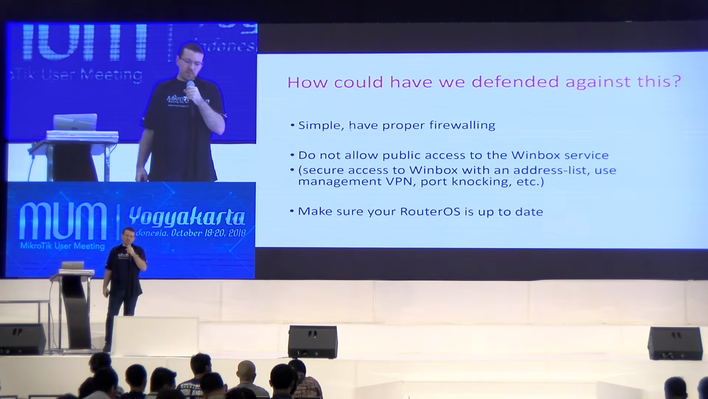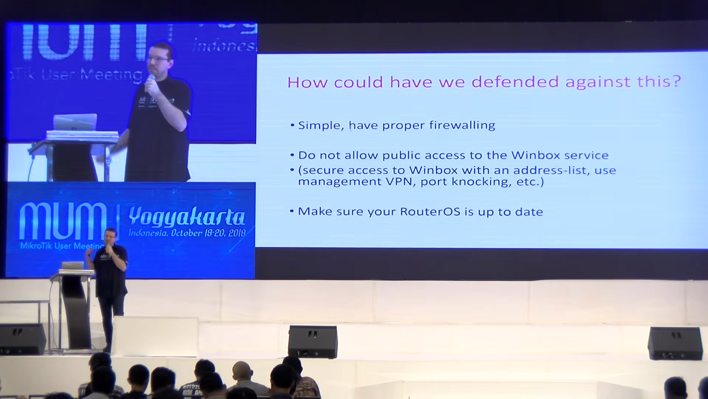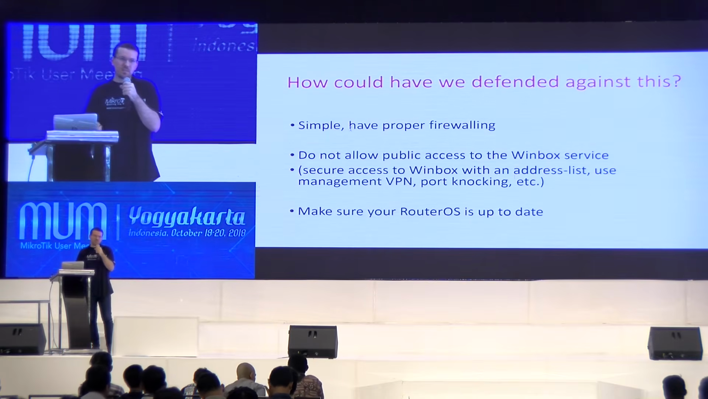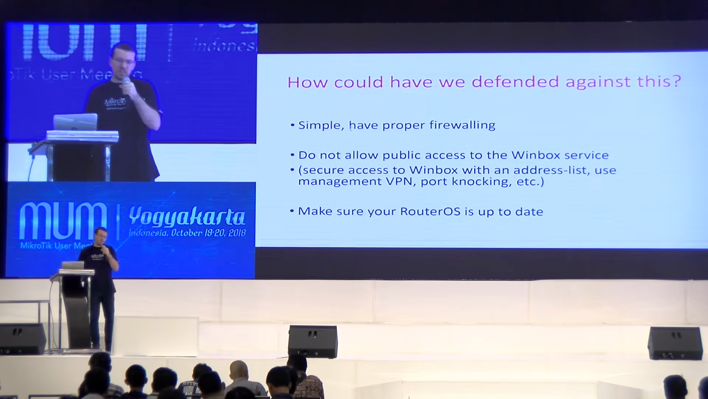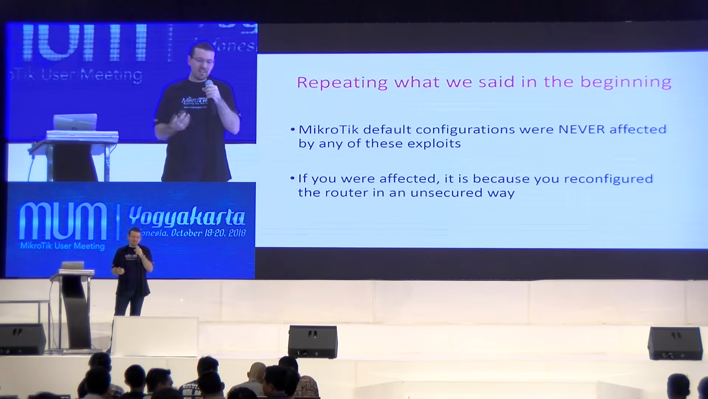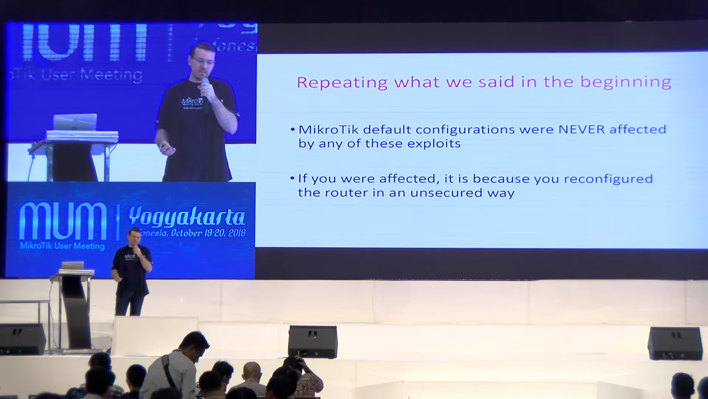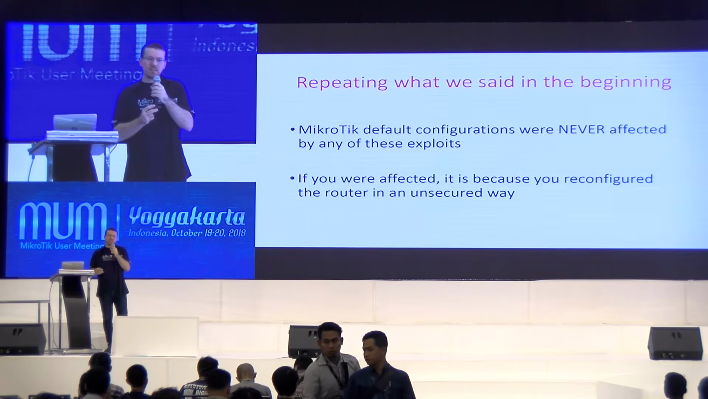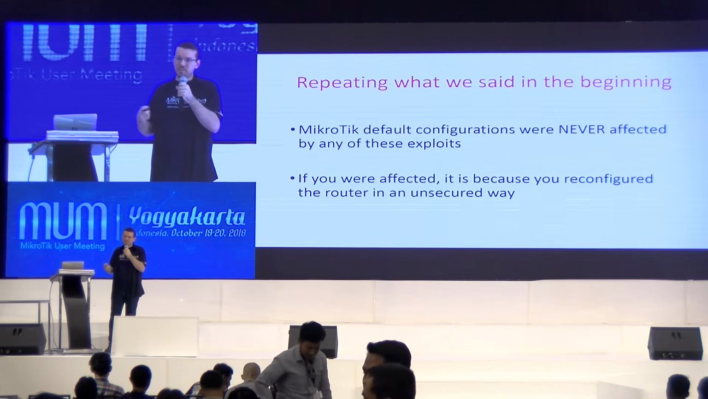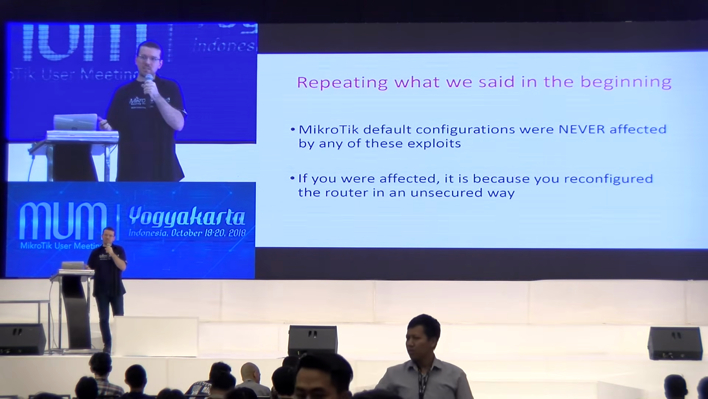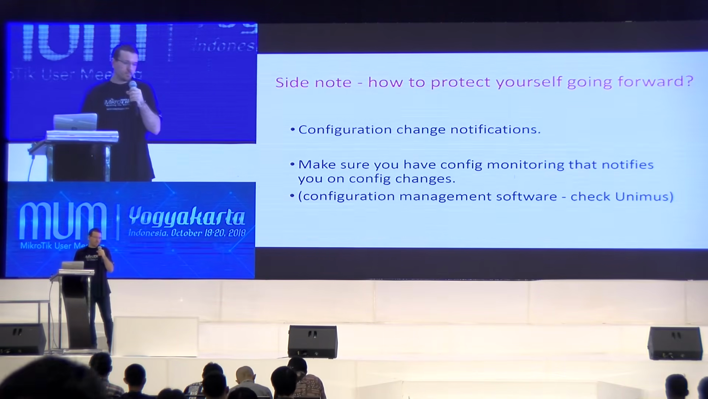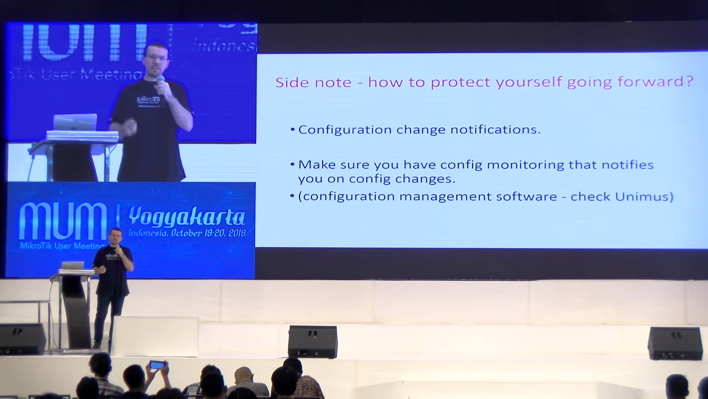Additionally, make sure your RouterOS is up to date. As we have mentioned, these exploits were fixed more than half a year ago. So simply make sure your RouterOS system is up to date. That's all it needs to be safe. I just have to repeat again what we said in the beginning: default configurations were never affected. The only way to be affected by this is because the router was not configured in a secure way. There was insecure configuration by having management interfaces exposed publicly, or there was no firewall at all, which is a big mistake.